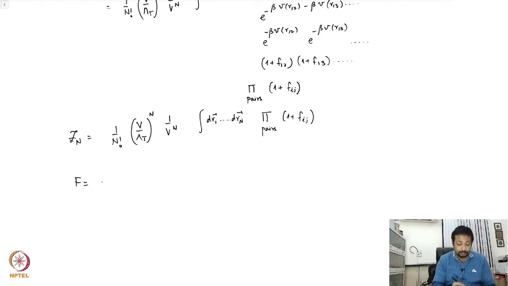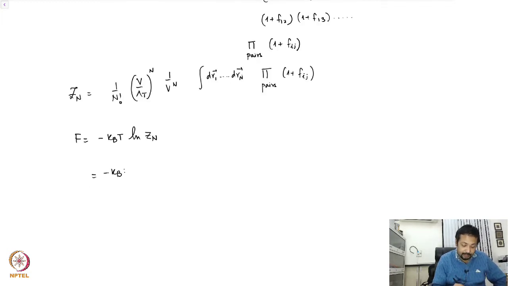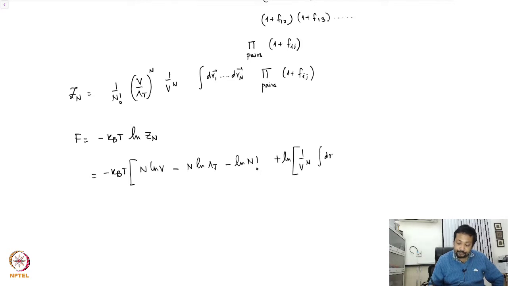The free energy, therefore, follows as minus kBT ln of [V^n over lambda_T^(3n)... minus ln n factorial plus 1 over V to the power n, logarithm of the integral dr1 ... drn, product over pairs ij of (1 plus fij)], with it understood that i is less than j. And then we close this bracket.